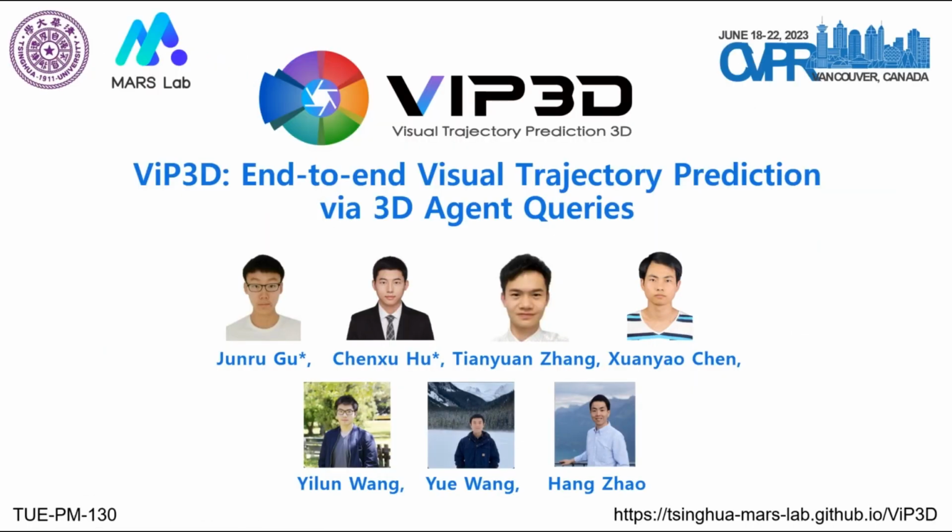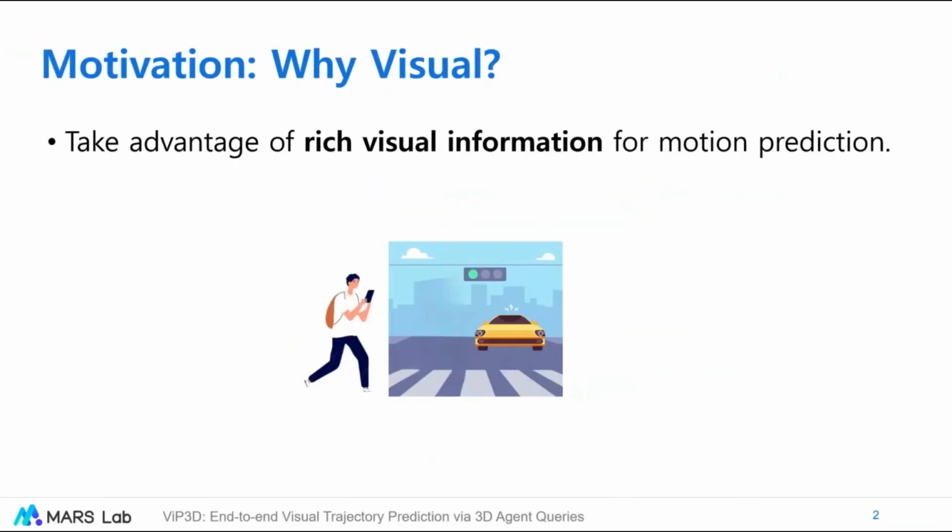Hello everyone, in this paper we propose ViP3D, end-to-end visual trajectory prediction via 3D agent queries. ViP3D is the first vision-based approach to predict future trajectories of agents for autonomous driving. This work is done by Mars Lab in Tsinghua University.